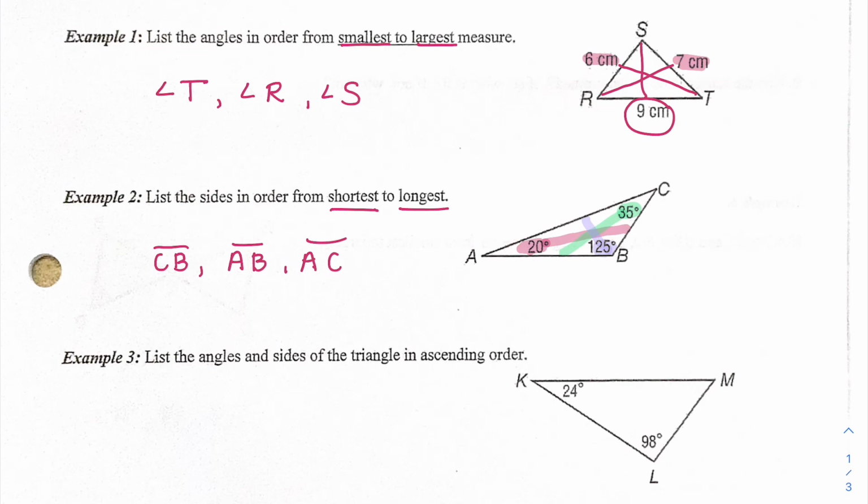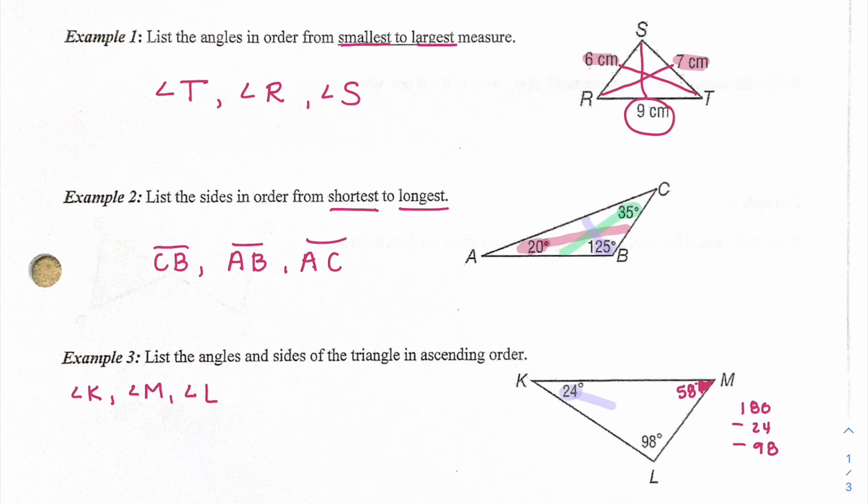All right, example 3 says list the angles and the sides of the triangle in ascending order, which means smallest to largest. Now, they give us the angles. We know we have 24 and 98. We need to find that missing angle of M. So how could we find that missing angle here? Well, we know a triangle adds up to 180, so I can do 180 minus 24 minus 98, and that gets me 58 degrees. So we can now put the angles in order. I would say my smallest angle is angle K. My next one is angle M, and my largest angle is angle L.